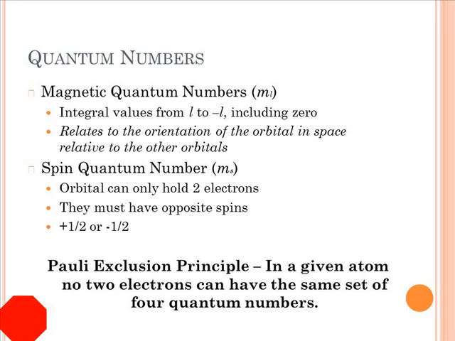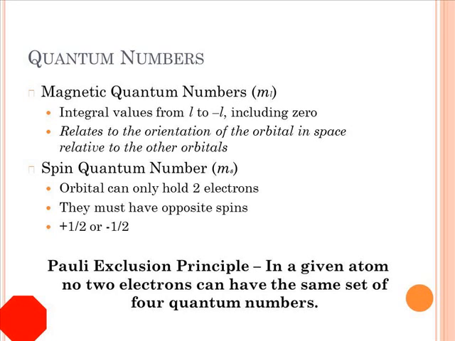Even a huge atom like radon with 86 electrons, we can describe each and every one of those electrons. What main energy level is it in? What sublevel is it in, as P, D, or F? Which orbital within those sublevels is it in? And then is it spinning up or down?